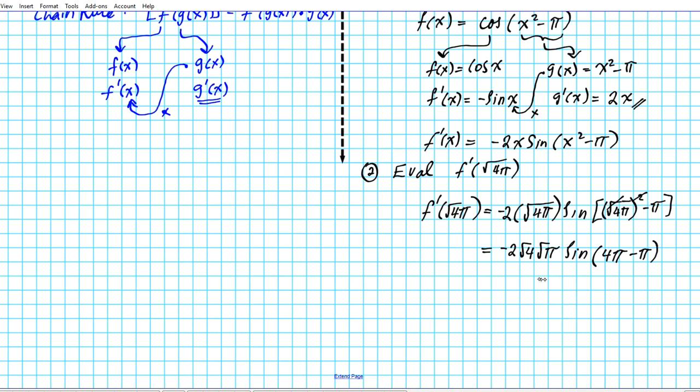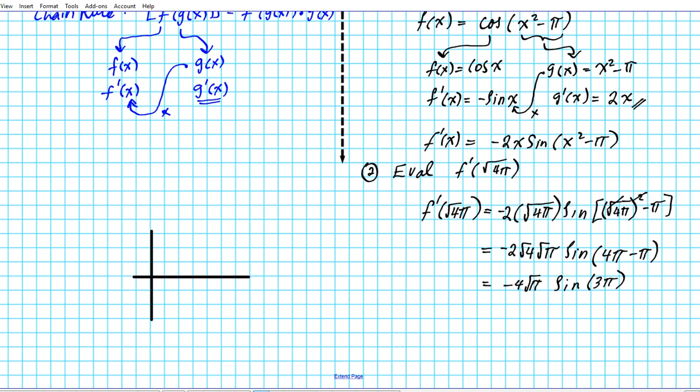Okay, and let's simplify further. Here we have the square root of 4 is 2, so negative 4 root pi times sine of 3 pi. Okay, so what is sine of 3 pi? You can either use your unit circle, or you can graph the trigonometric function to determine what the answer is.